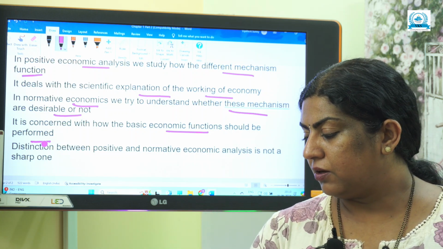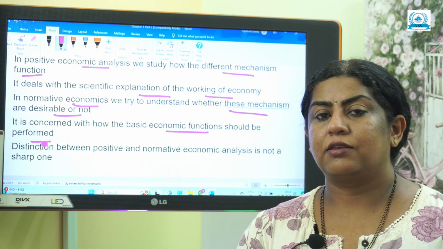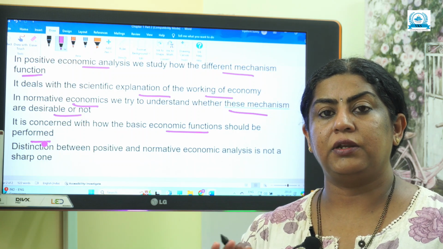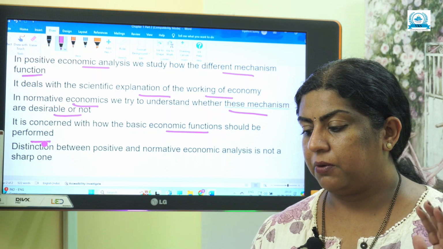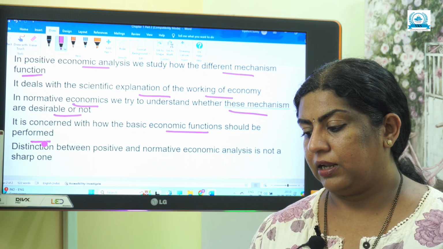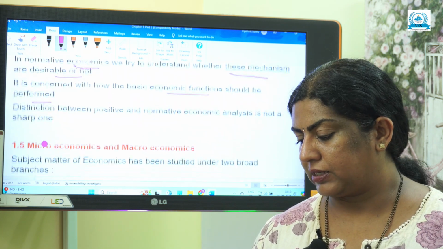The distinction between positive and normative economic analysis is not a sharp one. There is only a slight variation in both of these. So that is about positive economic analysis and normative economics.